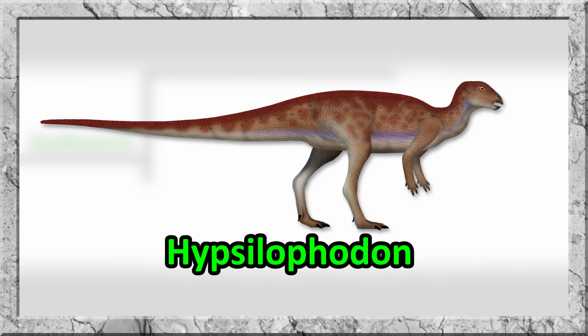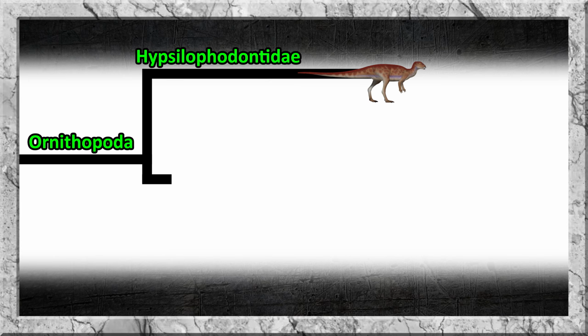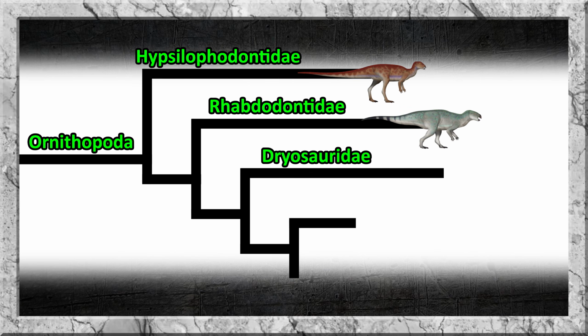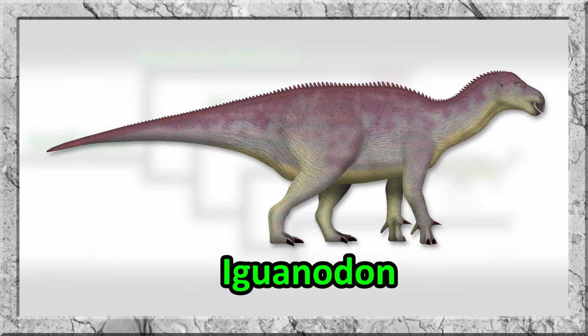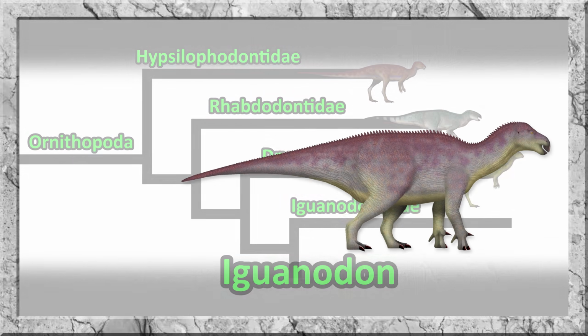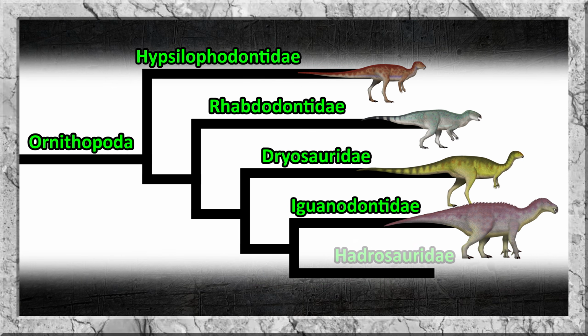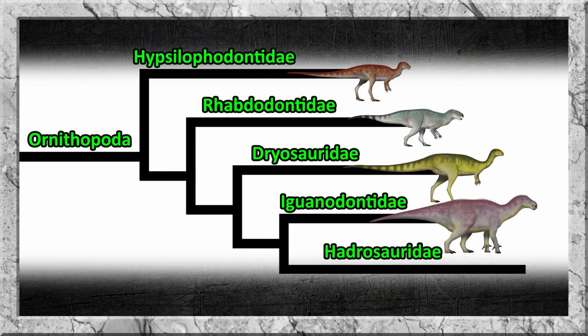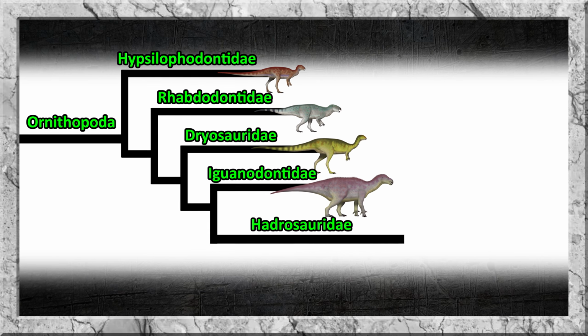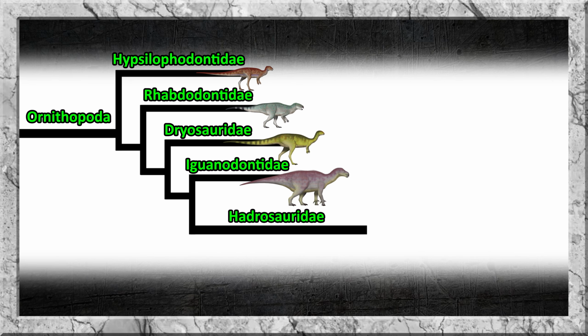Ornithopods started out, as you might guess, small and bipedal, like the Hypsilophodontidae in the early Cretaceous, and just got bigger and bigger. Iguanodon is right in here, until we reached the true hadrosaurs in the late Cretaceous. By this point, they were truly massive and had all but replaced the sauropods in the large herbivore niche in the northern hemisphere, as mentioned earlier.